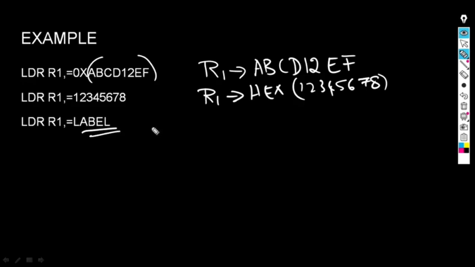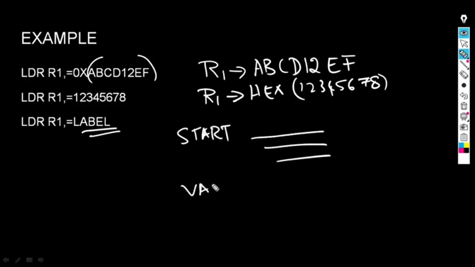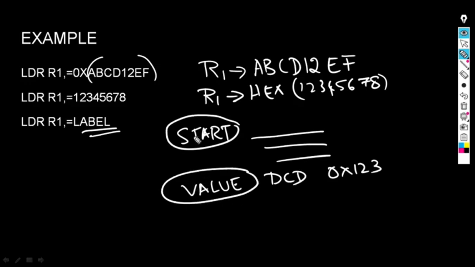In this particular case, what happens is a label. What exactly is a label? In the code, we always see something like start followed by actual code written here, or something like value followed by DCD 0x123 and all such things. So these are nothing but labels. Labels are user defined names for specific memory locations. If you want to mark a particular memory location by some name, then you will use a label.